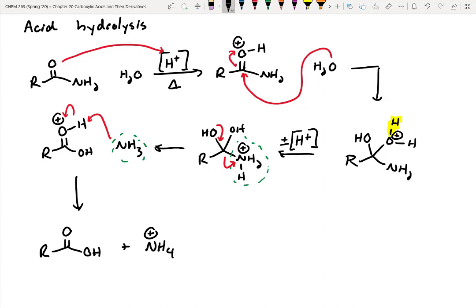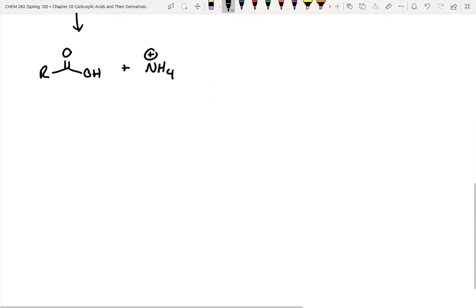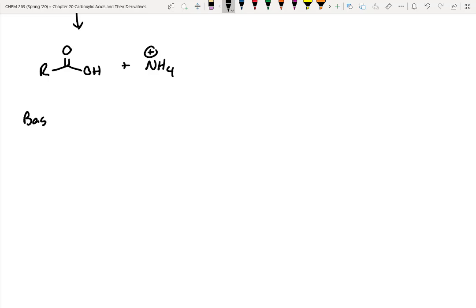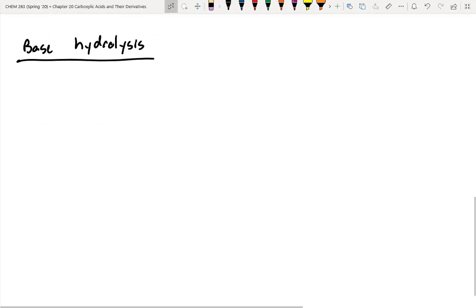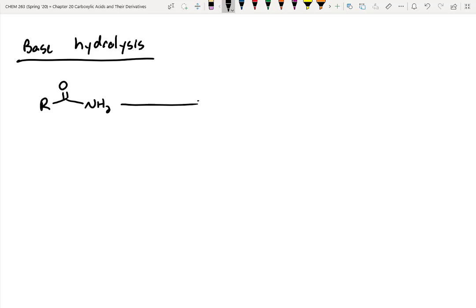All right, the next one is kind of similar. It's base hydrolysis. And I'm not going to go over the mechanism just because it's kind of repetitive. And with base hydrolysis, as you can imagine, instead of using acid, we're just going to use some sort of base. So we're going to have NH2. And just like before, using base in and of itself isn't enough. We also need to apply a fair amount of heat in order to rip apart that amide bond.